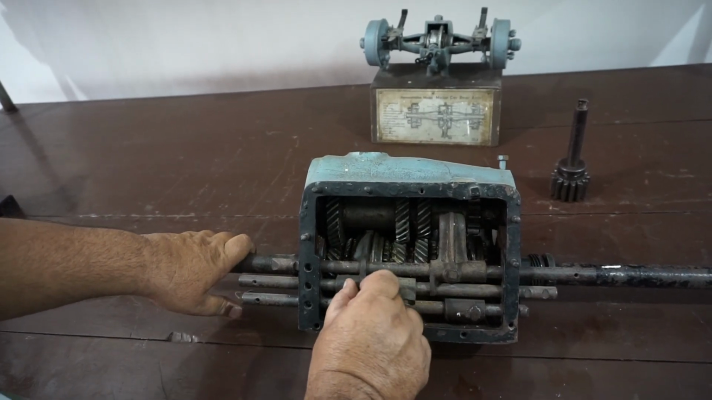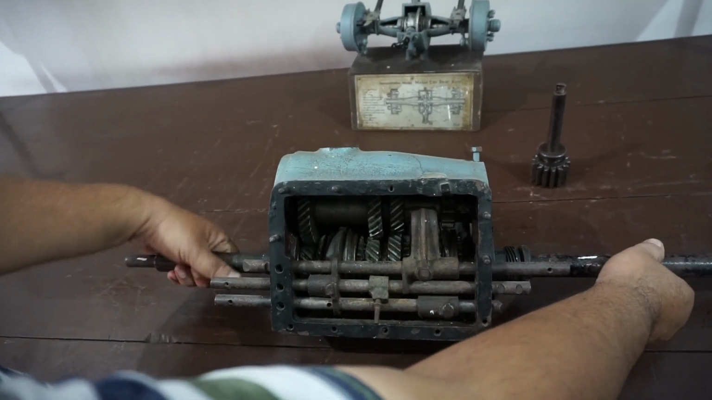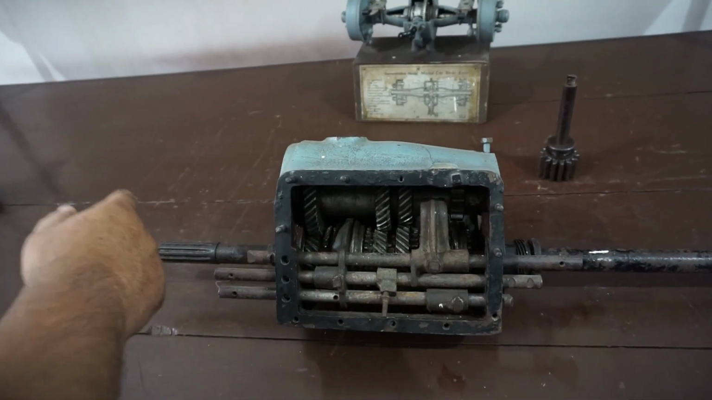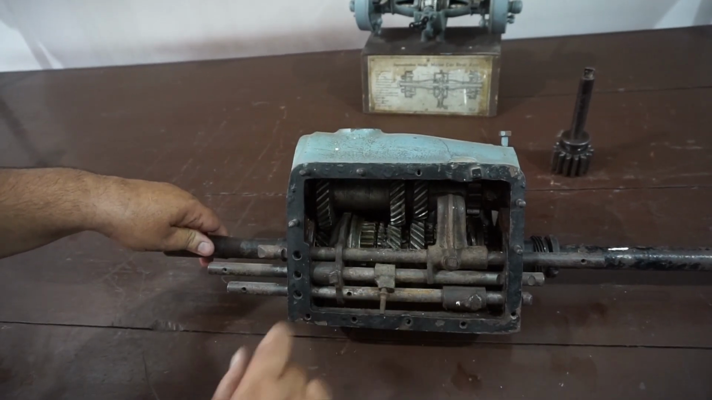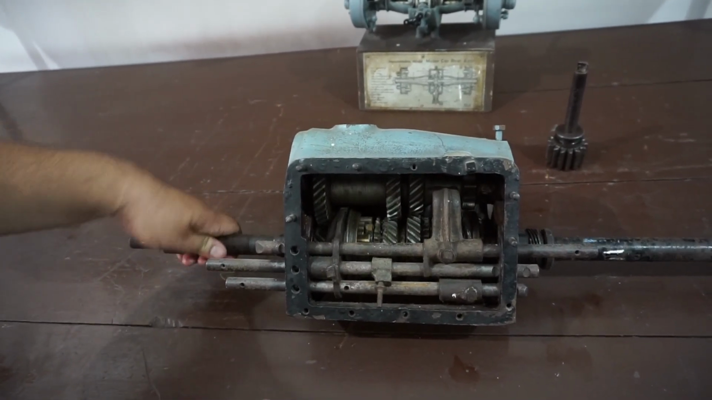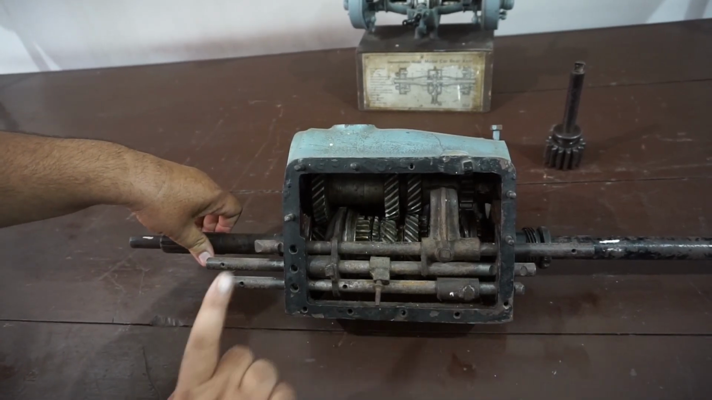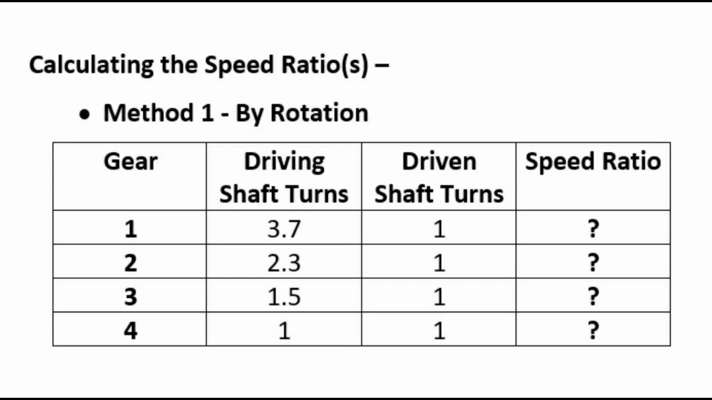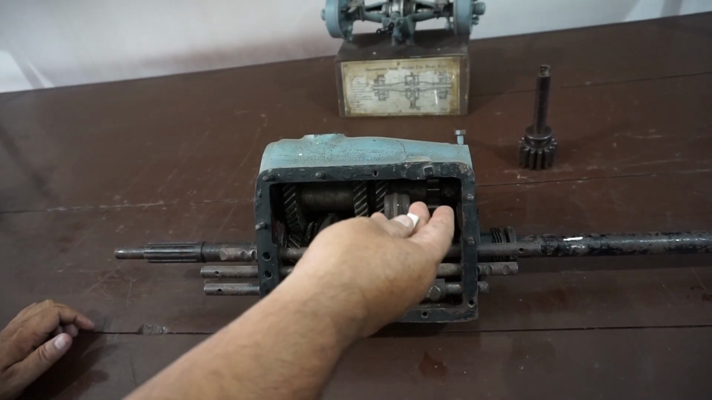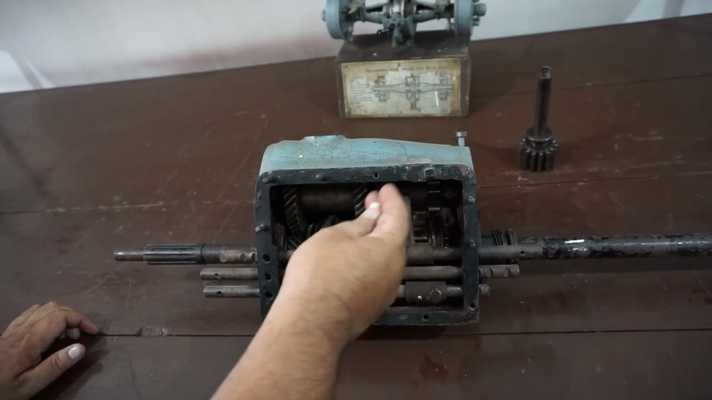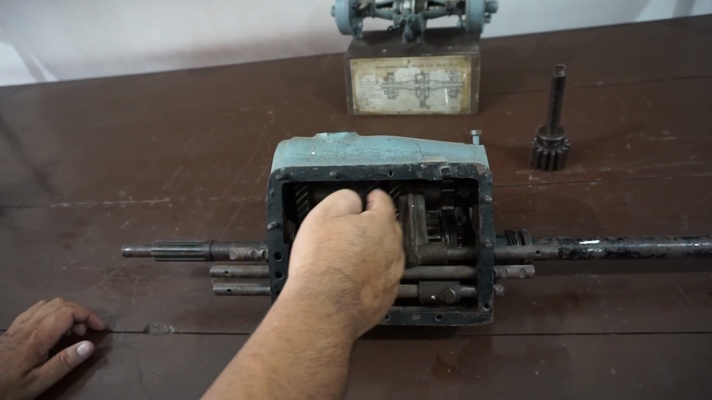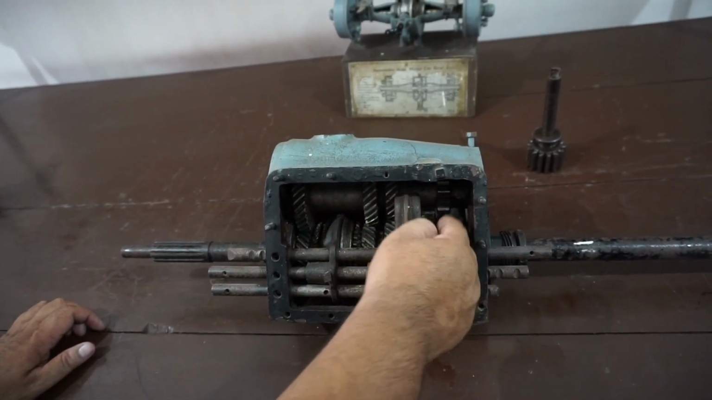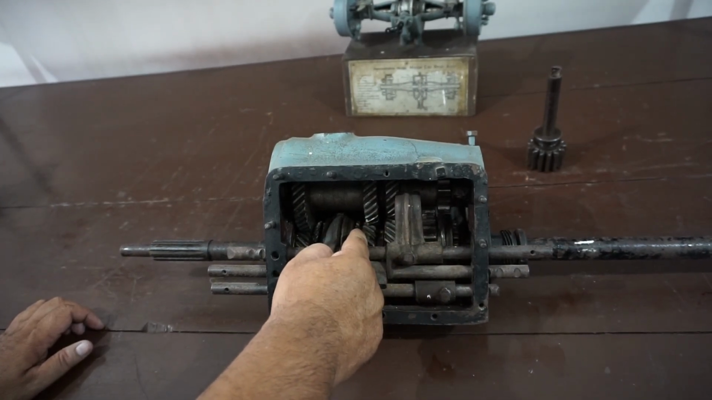Then again it's neutral and now it's fourth gear. In the fourth gear, the speed of engine and the speed of the output shaft will be same. You can check it. For 1 turn of the driving shaft, exactly 1 turn of the driven shaft. One more method to calculate speed ratio is by counting the teeth. In the rotation method, we cannot calculate the exact speed ratio because in our simple model of gearbox, we cannot measure the exact number of turns.